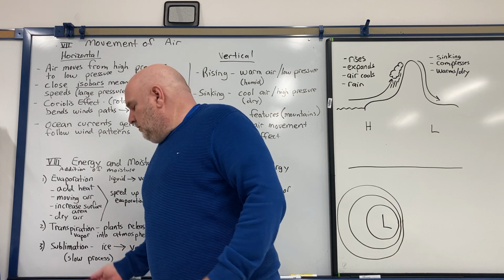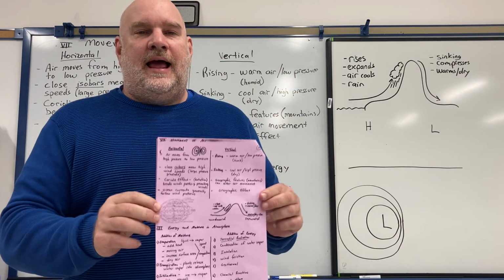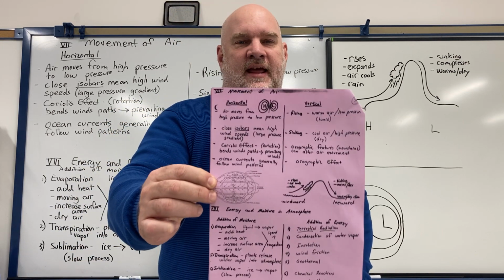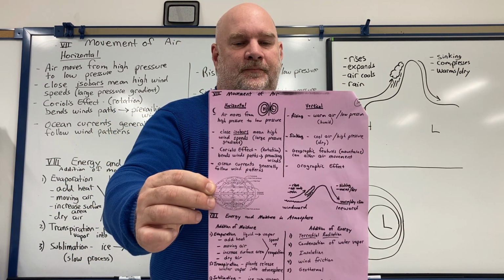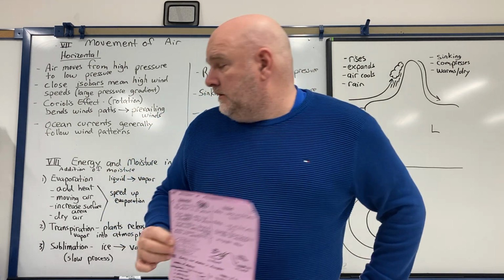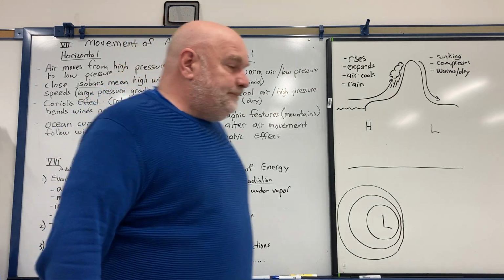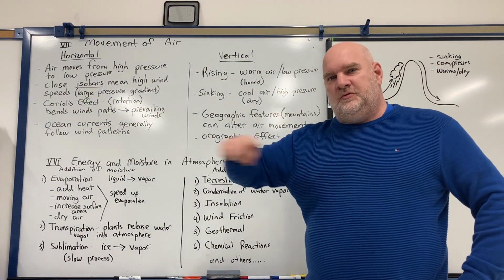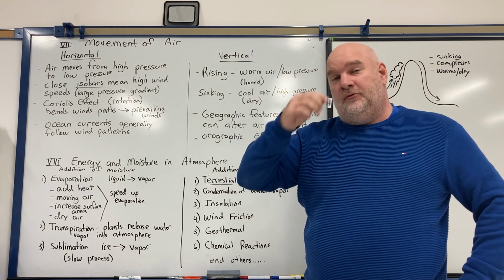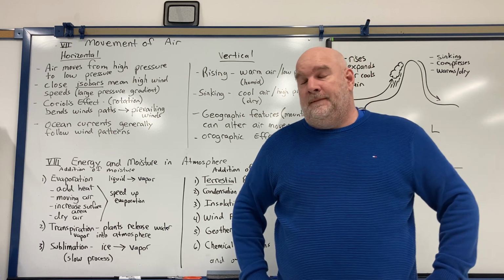All right, so what we're looking at today is the movement of air and how moisture and energy get added to the atmosphere. So it's a page of notes that look like that. All right, so horizontal movement of air is when it goes this way, vertical movement of air is when it goes this way. So let's break it down to its component parts and look at them individually, all right?